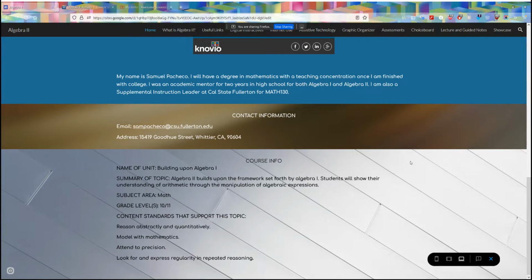Our unit is called Building Upon Algebra 1. Our summary is that Algebra 2 builds upon the framework set forth by Algebra 1. Students will show their understanding of arithmetic through the manipulation of algebraic expressions. Of course, the subject area is math, and it should be grades 10 or 11. Some of the content standards that support this topic are to reason abstractly and quantitatively, to model with mathematics, to attend to precision, and to look for and express regularity in repeated reasoning.